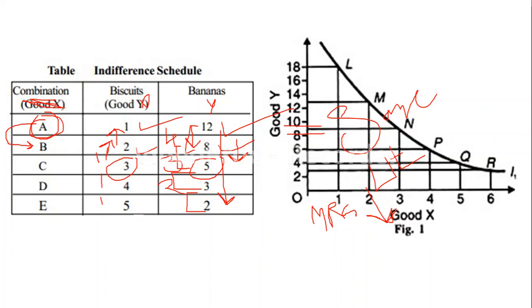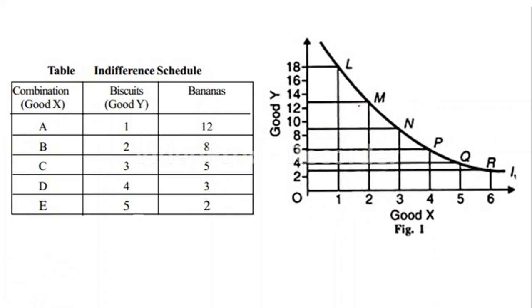So this we can also study by using this diagram here. On the x-axis we have taken good X, biscuit, and on the y-axis we have taken good Y. If we go through this, there are many combinations here, such as L, M, N, O, P, Q, R. So this curve is known as the indifference curve. On this curve various combinations are available: L, M, N, O, P, Q, R.